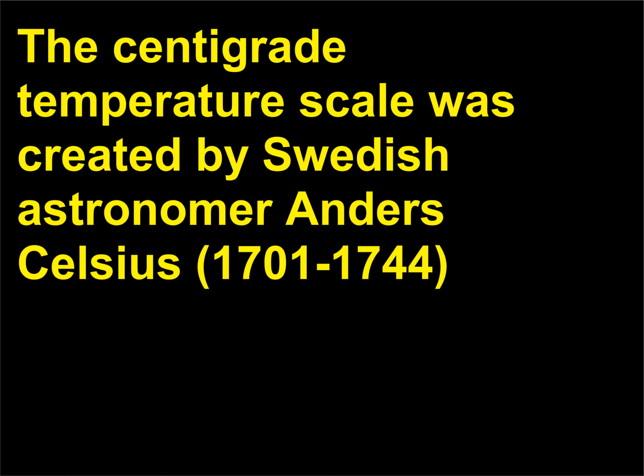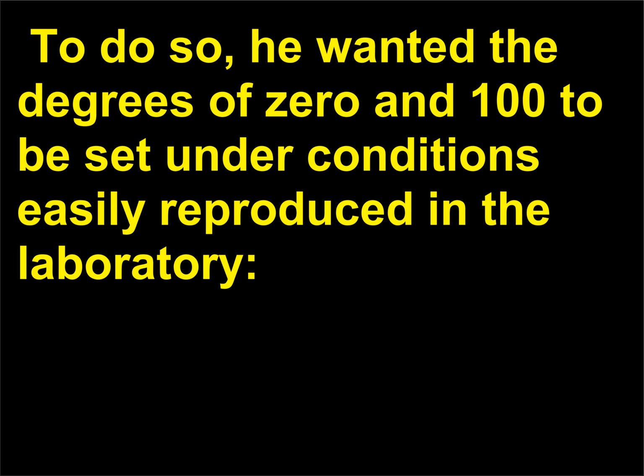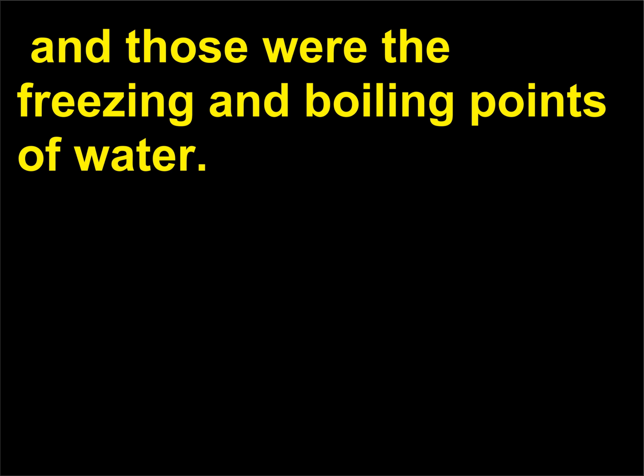The centigrade temperature scale was created by Swedish astronomer Anders Celsius, 1701 to 1744. In 1742, he was determined to create a new temperature scale as an international standard to be used by scientists. To do so, he wanted the degrees of 0 and 100 to be set under conditions easily reproduced in the laboratory. And those were the freezing and boiling points of water.